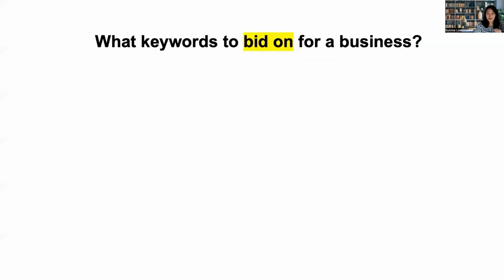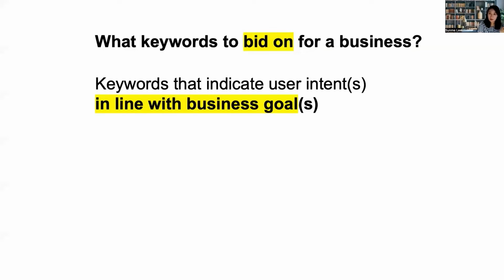So let's get back to the original question. What keywords should a business bid on? It is a very important question, but actually the answer is pretty simple. The business should bid on the keywords that indicate user intents in line with their business goals. When I say a strong indication, it should be like 80% of the time that when they search the keywords, they actually want some of the activities related to your business.